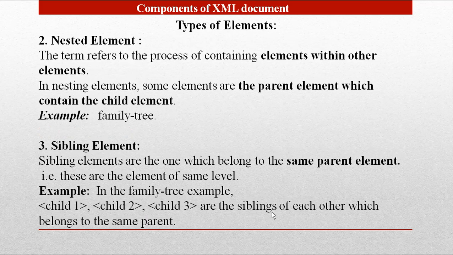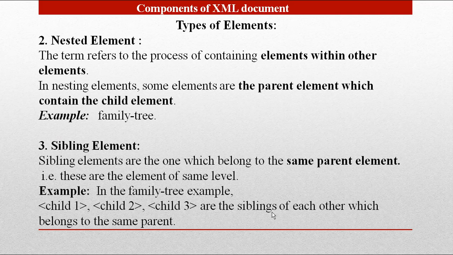Then the second one is the nested element. The term refers to the process of containing elements within other elements, and in nesting, some elements are the parent elements which contain the child elements. Example: a family tree. You can understand the family tree very well. In a family tree, there is a grandparent, then parents, then a parent can have a child, and then a child can have a subchild. This is called a family tree.